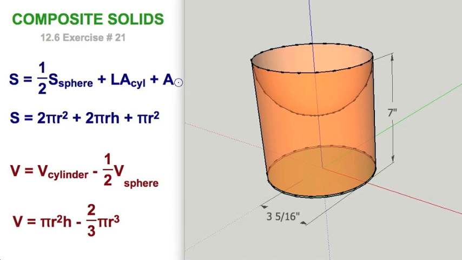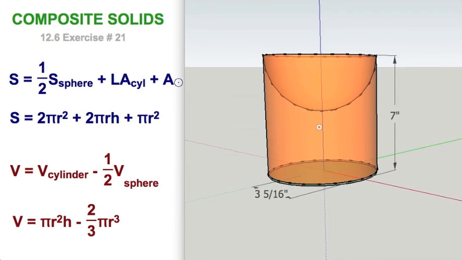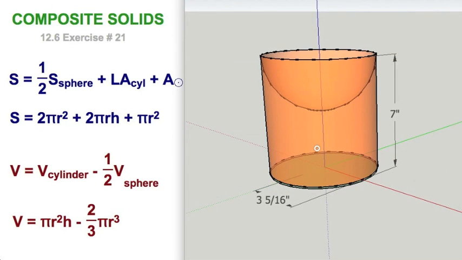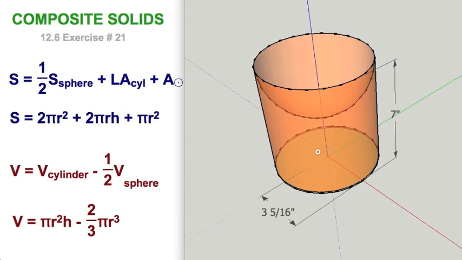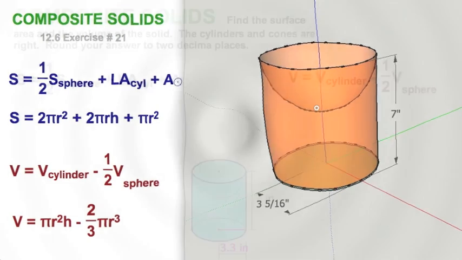Now, in the brown, volume, much easier. Got myself a cylinder. Volume of a cylinder, that's straightforward. And I'm going to subtract half the volume of a sphere. And as you can see in the brown equation, just two components. And let's flip to another page and we'll do the math.